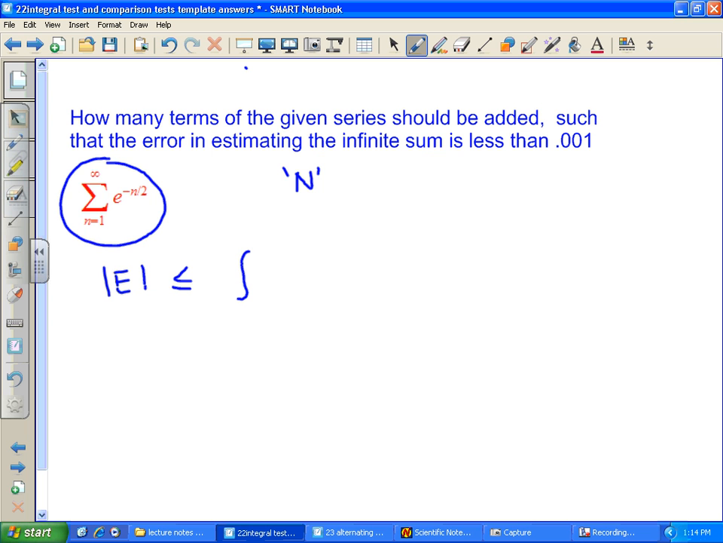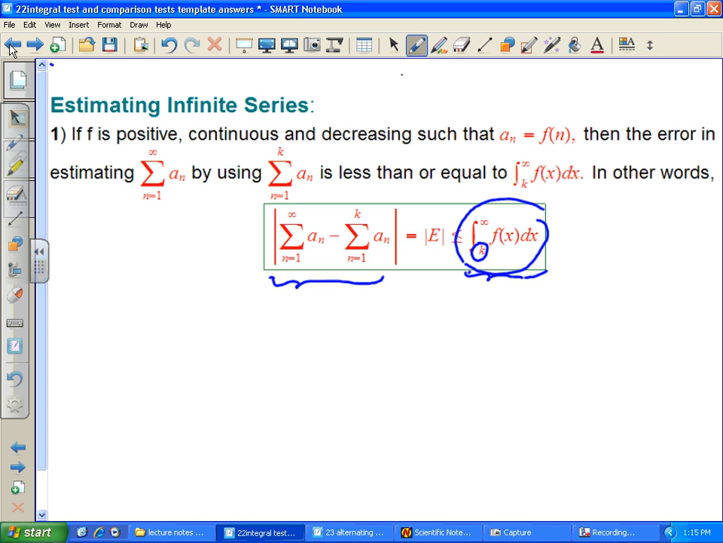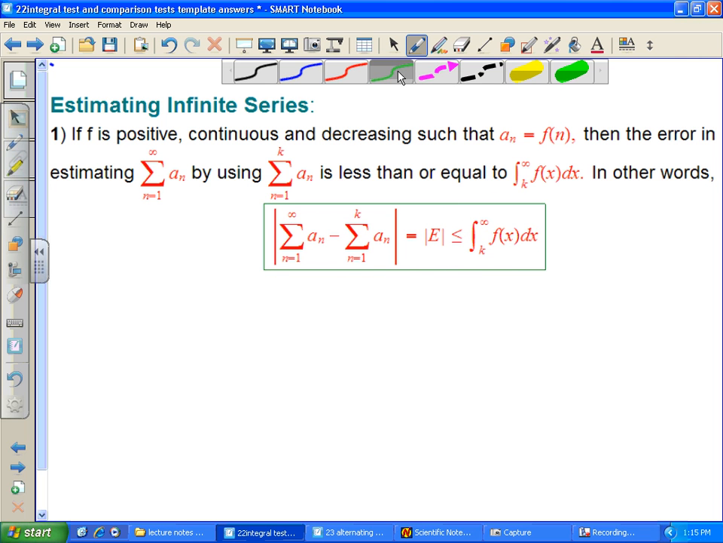based on the integral estimation theorem? Let's go back to the actual wording of that theorem. Here it goes. It says basically that if you're going to be estimating this infinite sum by adding only k terms, then the difference between the infinite sum and the sum using k terms, that is called the error, will be less than this integral from k to infinity, right?